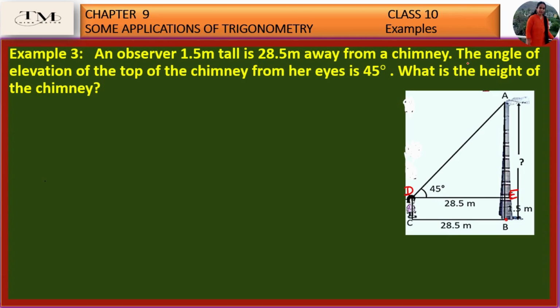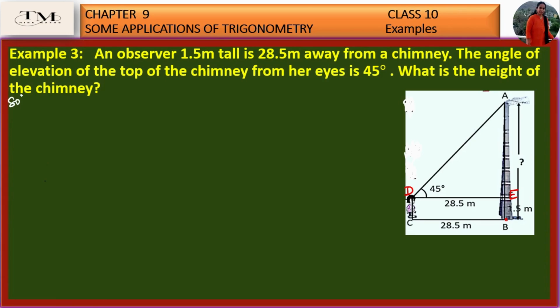Next, the angle of elevation of the top of the chimney. The top of the chimney is A. The angle of elevation is made with the horizontal line. So angle ADE is the angle of elevation, which is 45 degrees. What is the height of the chimney? The height is AB. We have to find out the value of AB. So let us note down what is given.